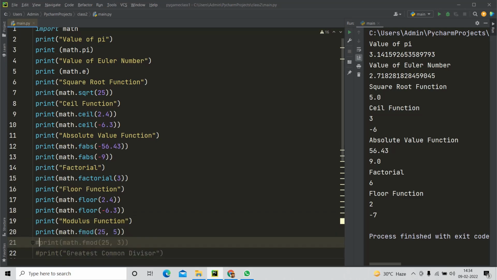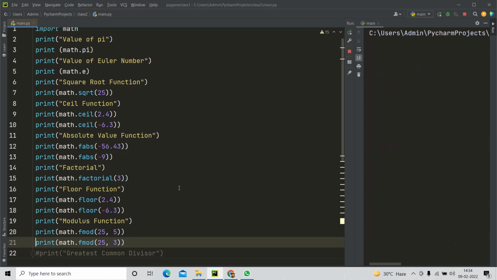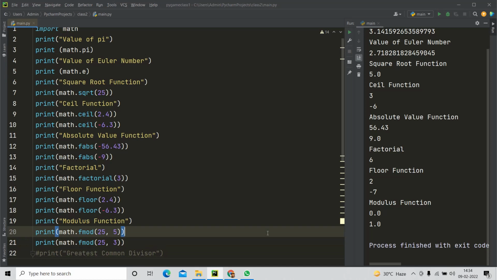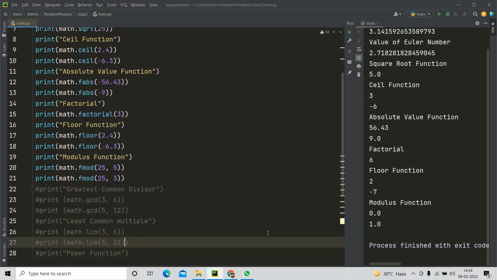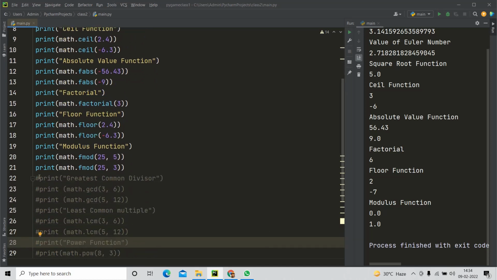Modulus is nothing but, as you all know, it will give you the remainder of that particular number. Let me run and show you. fmod will give you the remainder. Perfect. Now you can also find the GCD and LCM of numbers.